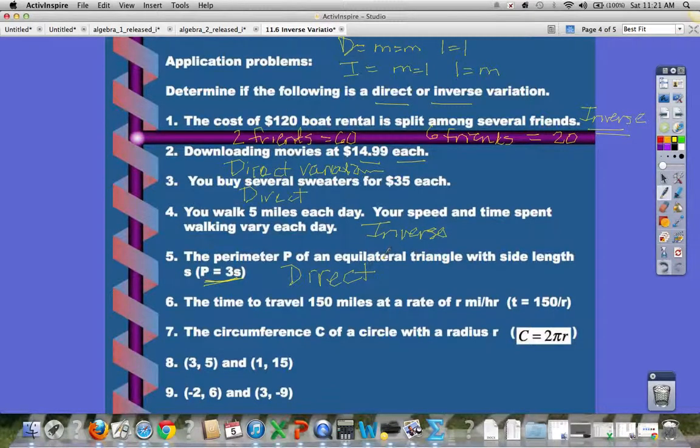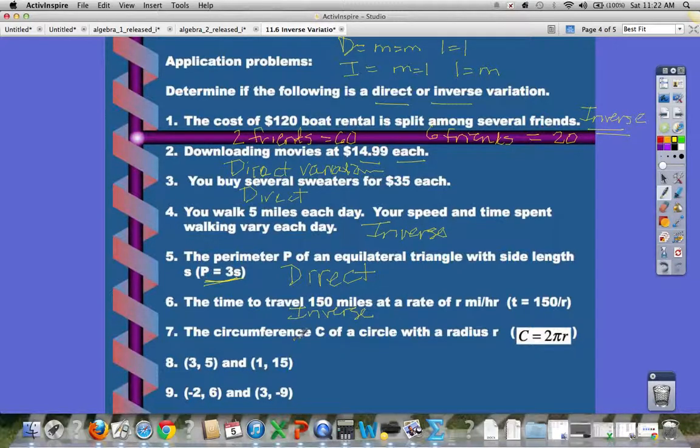All right, the time to travel 150 miles at a rate of miles per hour. Okay, depending on how many miles per hour is how long it's going to take you to get those 150 miles. So in other words, if you drove super, super fast, you could get there in a lot less time than if you drove 15 miles an hour. Okay, so this would be more equals less or less equals more kind of thing. That's an inverse.